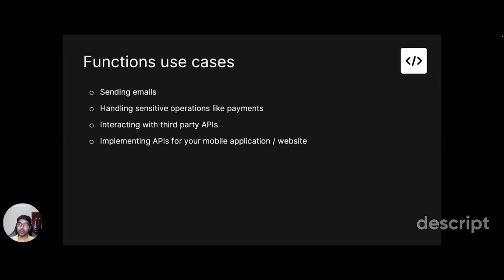So before we go into how functions are implemented, these are a few different use cases why we decided to implement functions. It makes it really easy to handle sensitive operations like sending emails or integrating with different third-party payment providers like Stripe. Anywhere where you need a secure context and something that you can't directly do from the client side, functions are great for that.